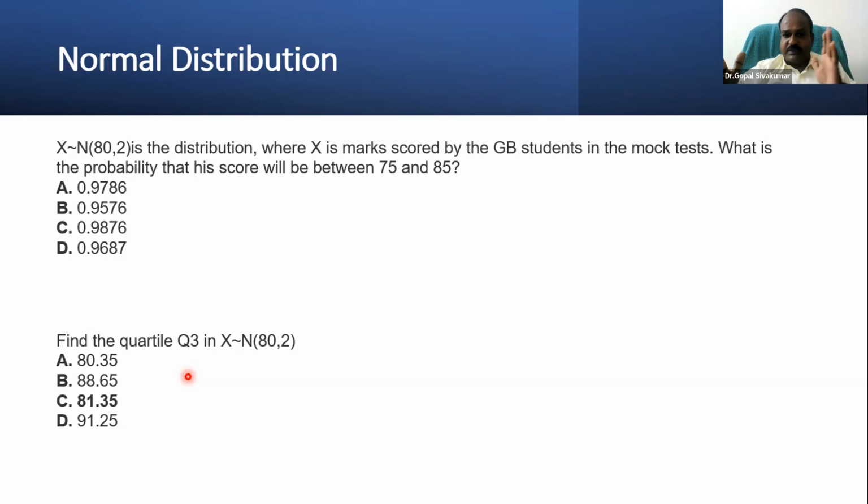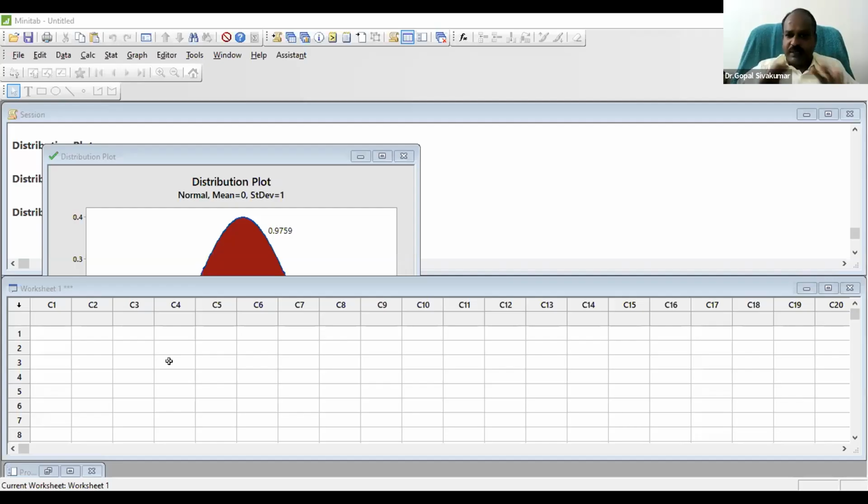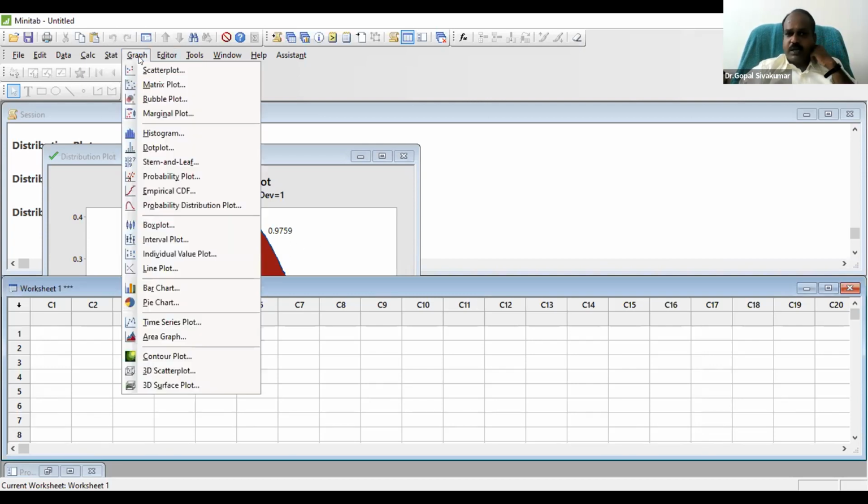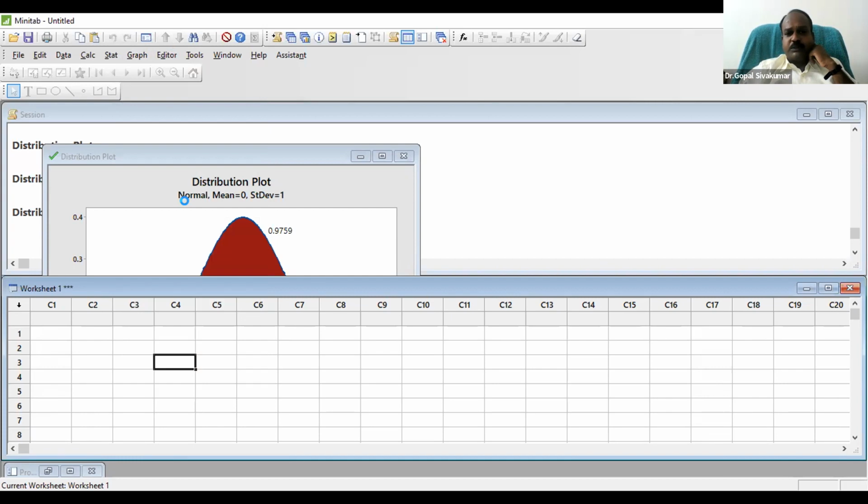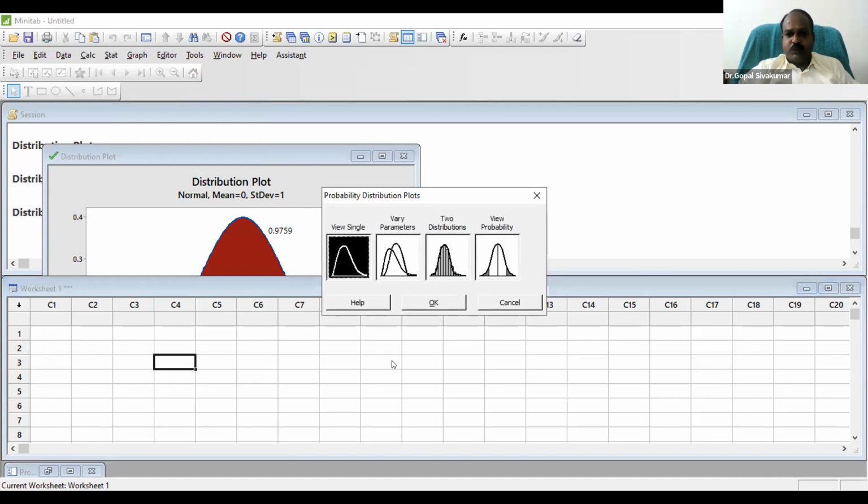Quartile 3 means left side 75%, right side 25%. I am going to solve both the problems using Minitab, and let us not worry about the calculations for some time, because let us find a shortcut route to solve any kind of problem. See here, Minitab screen I am sharing. Go to Graph, go to Probability Distribution Plot, choose View Probability, give OK.